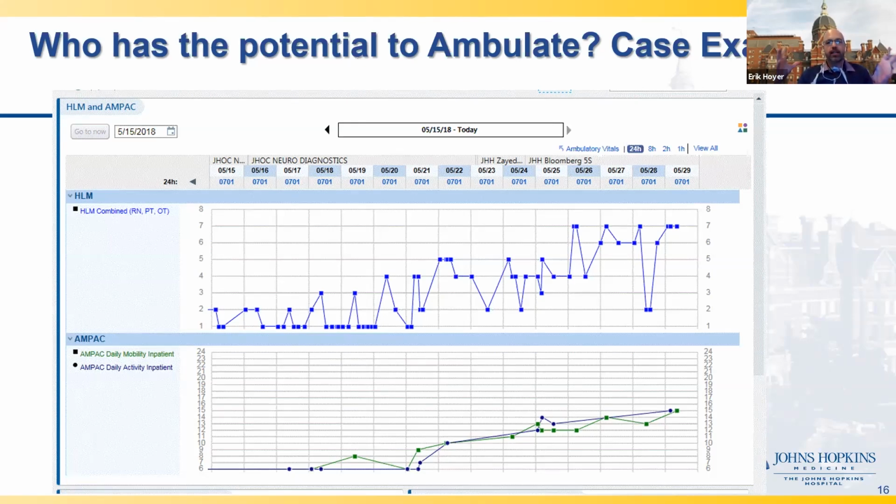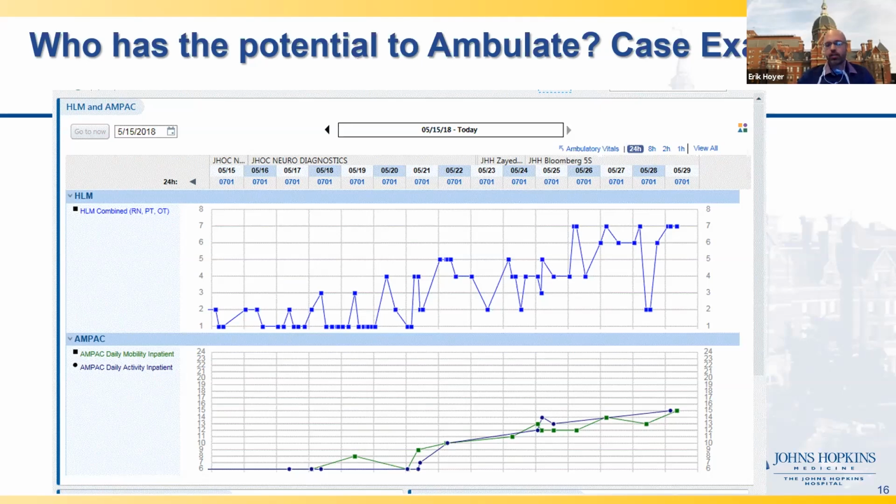So just to put a stick in the sand somewhere and identify a mobility level, we're going to focus on ambulation or walking. And this is the graph that I showed you earlier, which shows the HLM score on top, which is, again, their performance, what patients actually do, and the AMPAC score on the bottom.